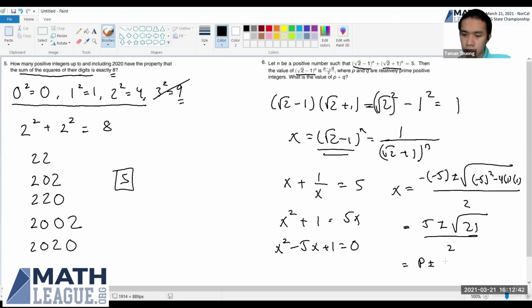This is p plus or minus root q over 2. So we have p equals 5, q equals 21, and p plus q equals 26.